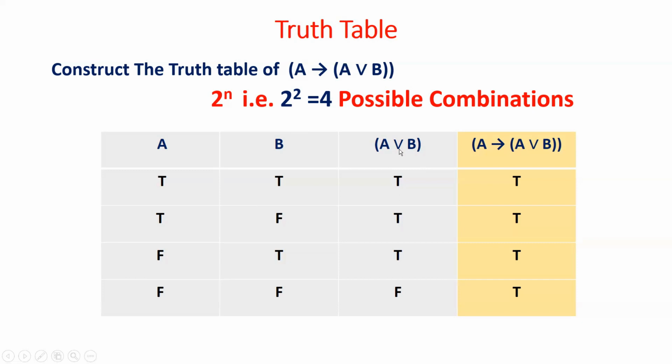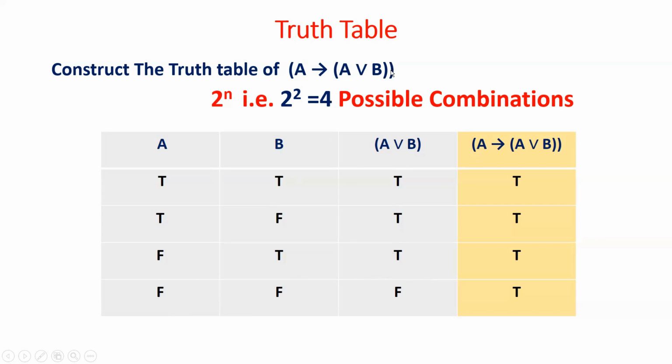What is the working of or? If the first one is false and the second one is false, then that particular compound proposition is false. Now here we have to check where the first one is false and the second one is false. At which combination are we getting that? At the last. That's why that result is false. Otherwise all are true. Hope all of you are getting clear.